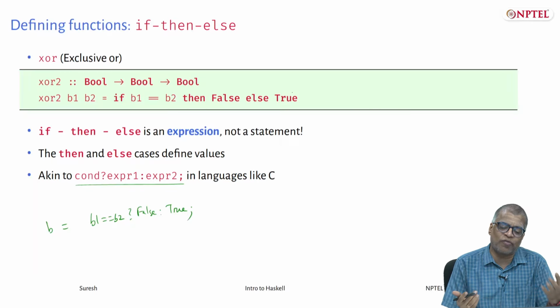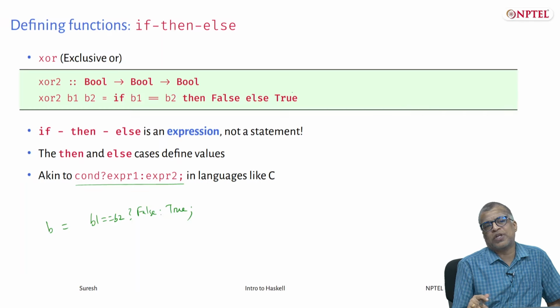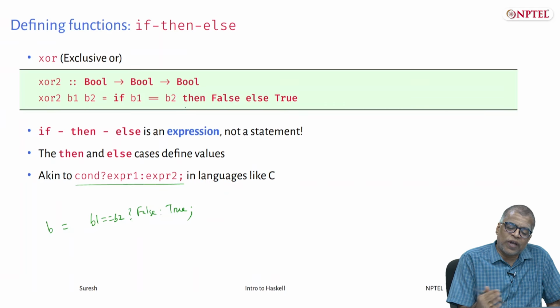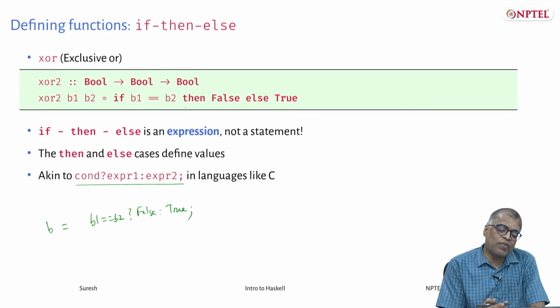This is a new mode of definition in Haskell. Earlier we just wrote a single expression involving some built-in functions. Of course, if then else is also a built-in construct. You use that to define a new expression. Okay, so is this the only way in which you can use if then else to define XOR?